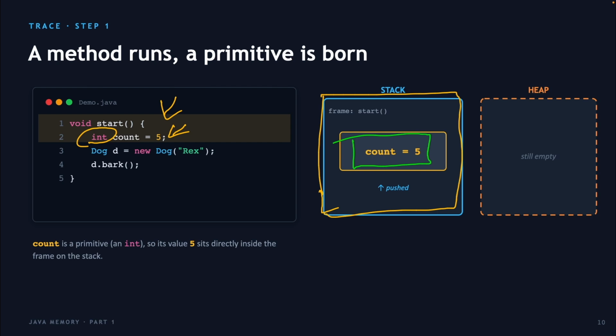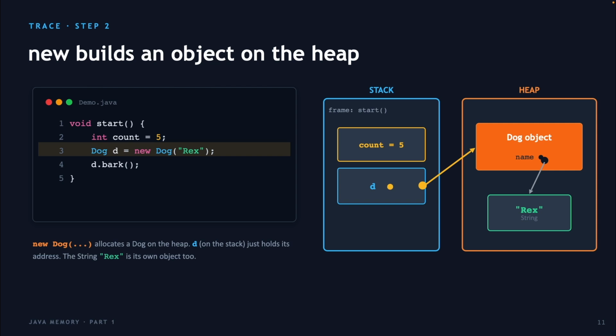So whenever the start frame starts, count equal 5 is stored in the stack area. Heap is still empty because we have only processed line 1, int count equal 5. At this point, everything is living on the stack only. In step 2, we reach line 3, dog d equal new dog with the value x. Since we are using the keyword new and creating an object, this tells Java to create a real dog object, and since it's an object, it will be assigned memory in the heap area.